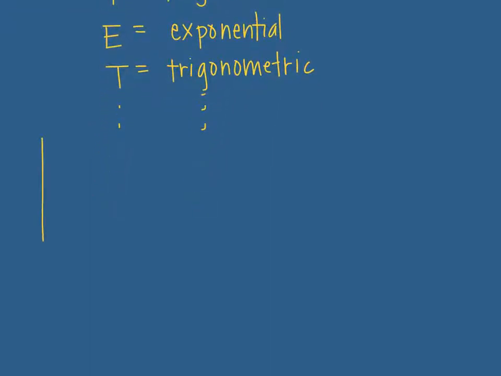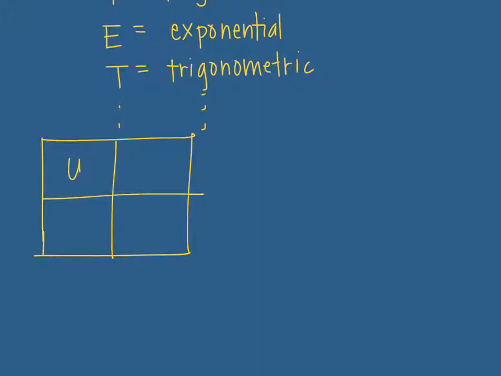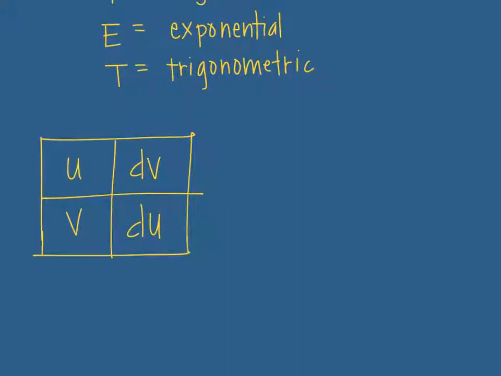Sometimes you'll see people arrange it in a little box, and they'll put the u part here, the dv part, the v part, and the du part, or they'll put their parts in some kind of organizational strategy just to help them out. It's up to you. You may do that if you like, but you might see a future professor or a future book assign the parts into boxes.